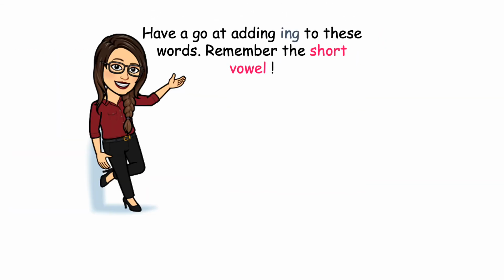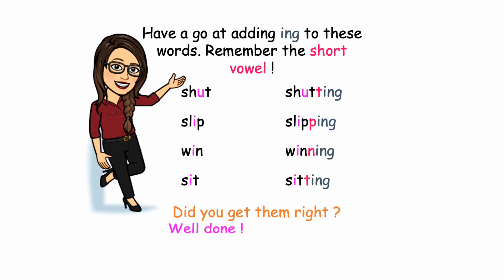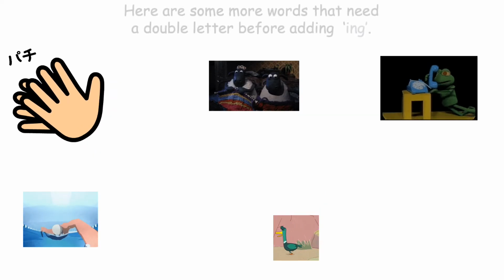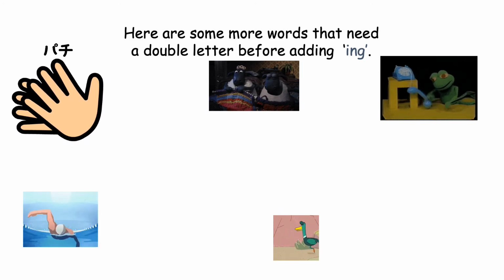Have a go at adding ing to these words. Remember the short vowel sound. Shut. We have a short vowel sound for you here. So we are adding another consonant T followed by ing. Slip, slipping. Win, winning. Sit, sitting. Did you get them right? Well done.